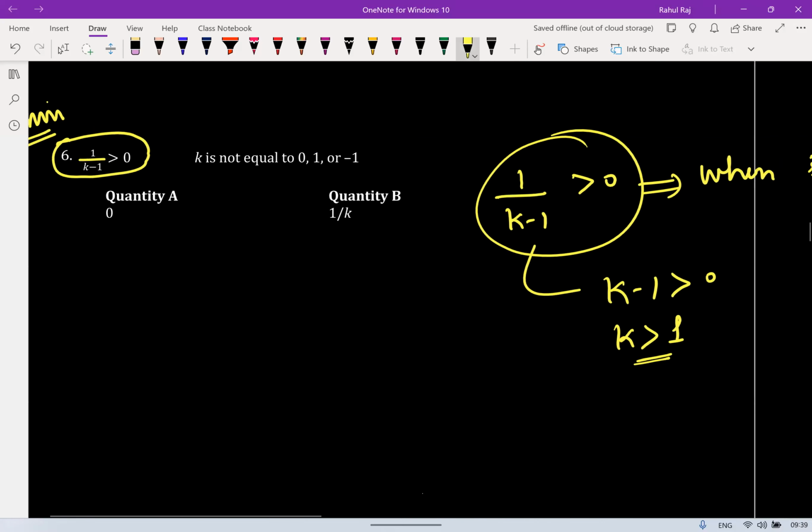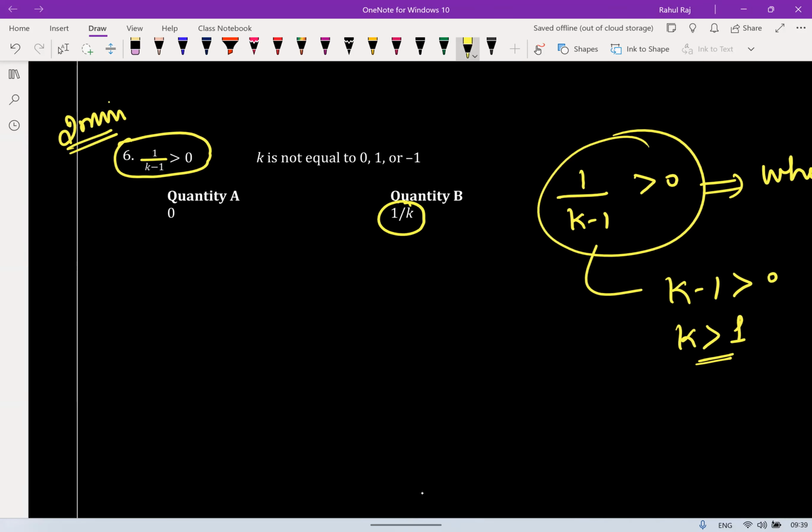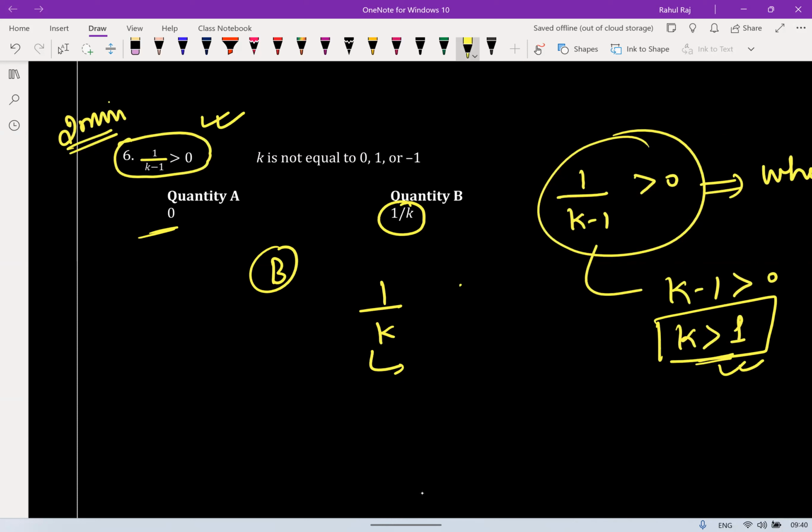Now for 1 over k, quantity B is 1 over k, right? For 1 over k to be greater than 0, what should k be? Any number greater than one. Absolutely. Quantity A is 0. I got B, but I got it by trying numbers. I tried k equal to 2, I tried k equal to 3. You keep trying it. But if you can 100% generalize it, that for k greater than 1 this will always be greater than 0, and I have to ensure that I satisfy this condition for sure.